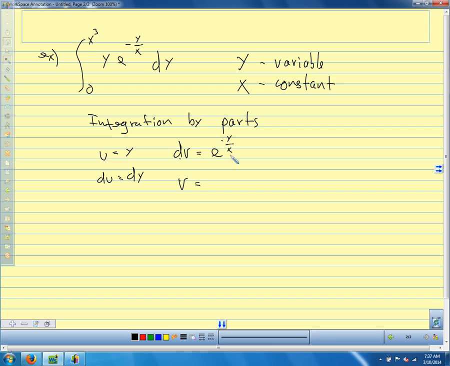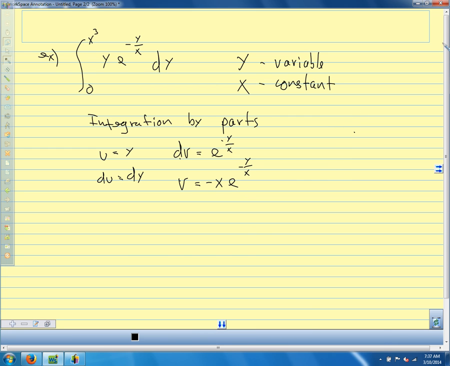So when we integrate this with respect to y, what do we get? Minus x e to the minus y over x. x is just a constant. So it would be just like integrating e to the minus y over 2 with respect to y. And you can check, just like we always did before, by taking the derivative of this with respect to y.